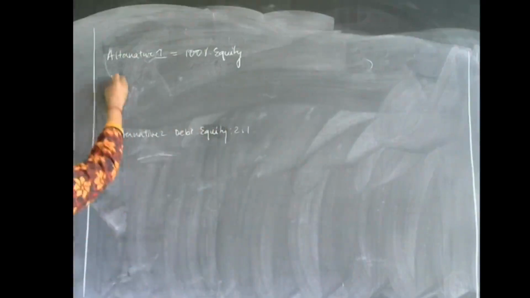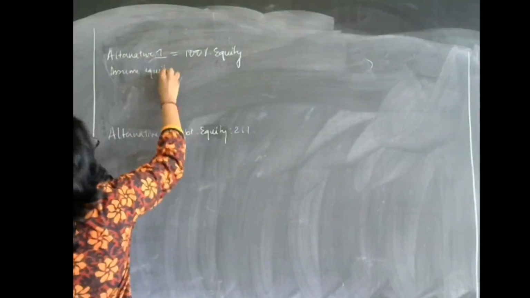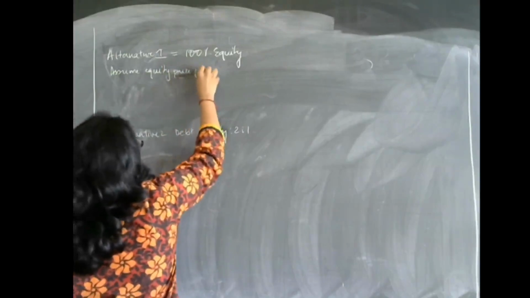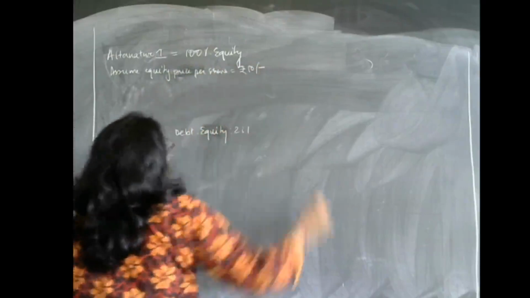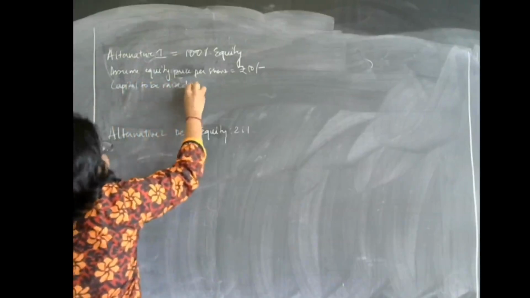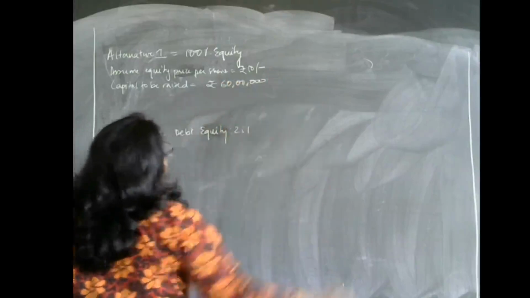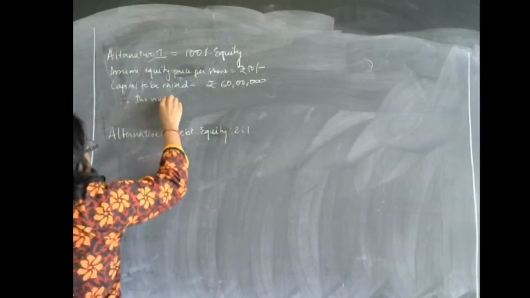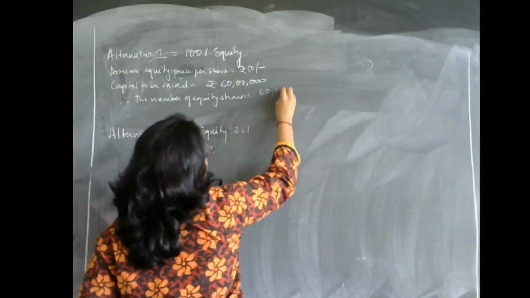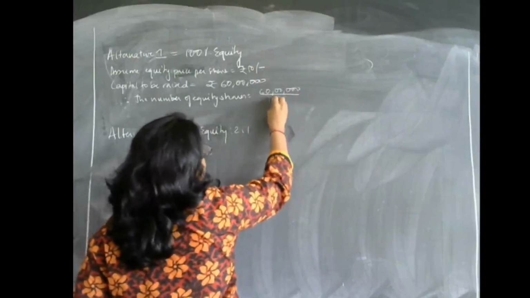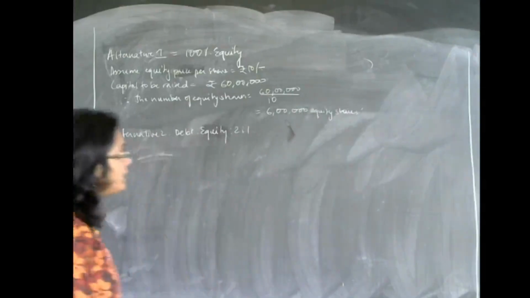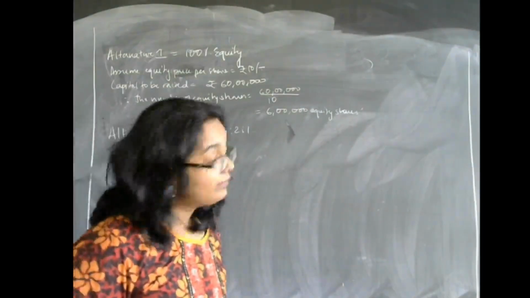That's the basic assumption. So assume equity price per share is equal to rupees 10. Assuming that capital, how much do we have to raise? Capital to be raised is equal to rupees 60 lakhs. Therefore, the number of equity shares is equal to total capital divided by share price, which is 10. So you are getting 6 lakhs equity shares. Okay, so you are getting a total of 6 lakhs equity shares in the first alternative of rupees 10 each.